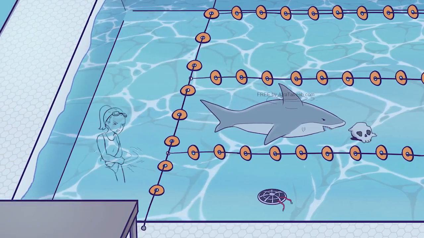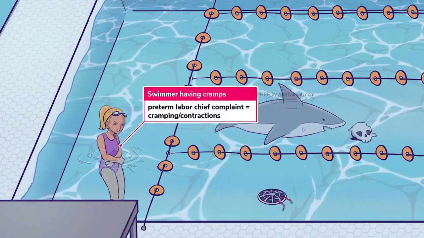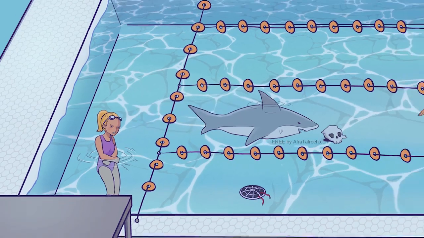If a pregnant woman comes in complaining of contractions or cramping, just like this swimmer is, and she's less than 37 weeks gestational age, then you have to consider preterm labor. While you can't distinguish true labor from false labor on contractions alone, the contractions of true labor tend to be at frequent, regular intervals and get stronger with time.